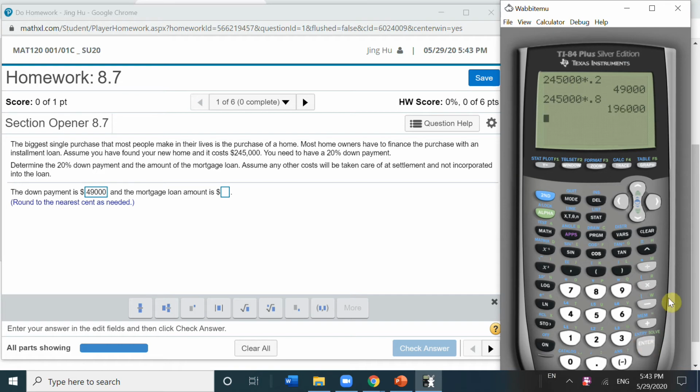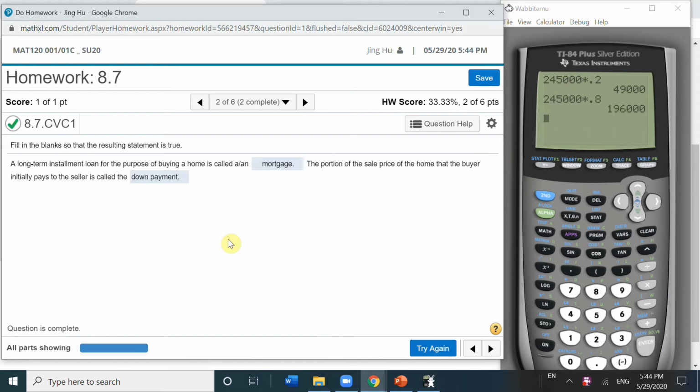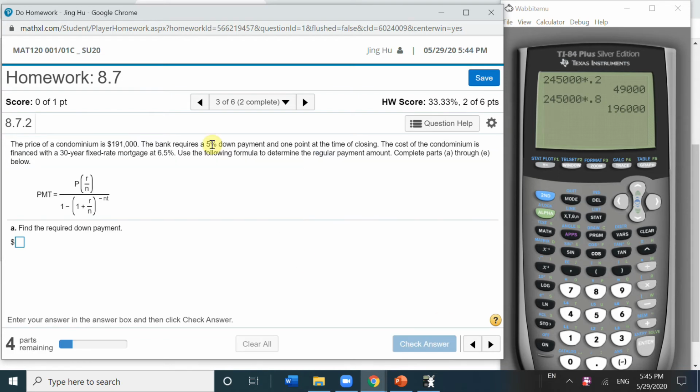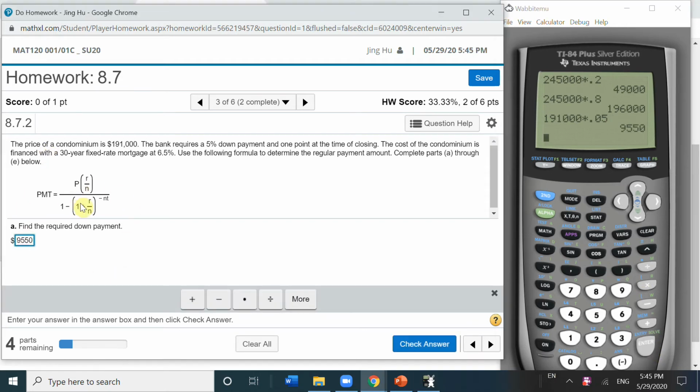So either way. Okay. So the second question is for the definition for mortgage and the down payment. The next one. So 5% down payment. So the down payment is the total amount times 5%, 0.05. Here you could ignore all those formulas. We directly use a calculator to do all the calculations.